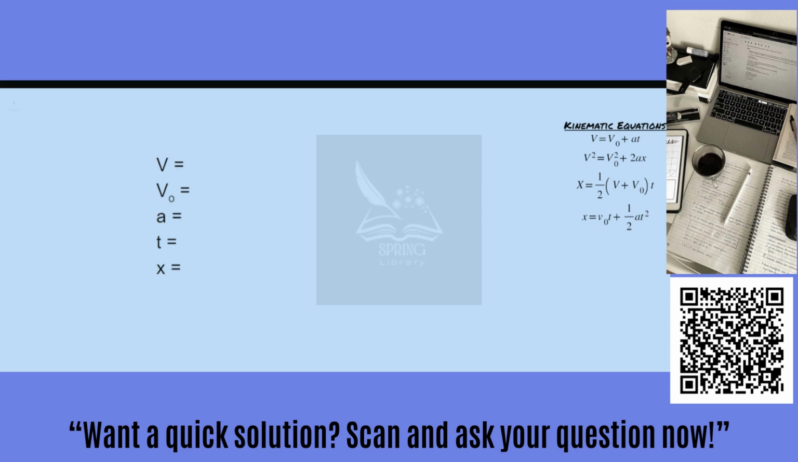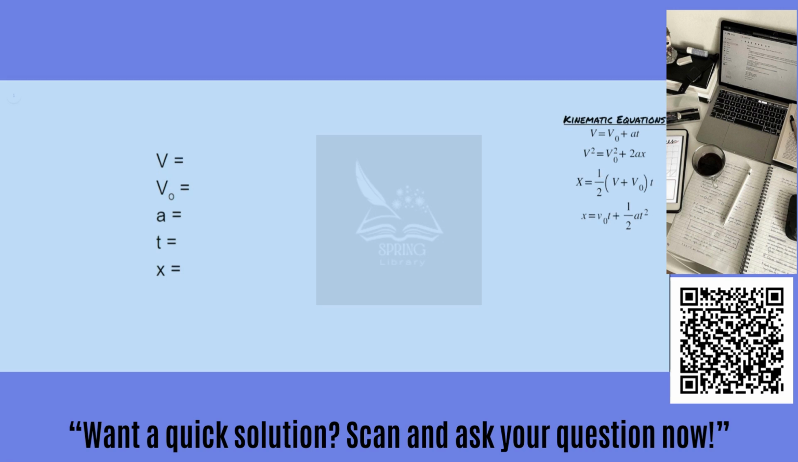All right, so this problem has a tile falling past a window, and the pieces of information we know about it is that first up, we are on the planet Earth, so the acceleration of that tile as it falls downwards is 9.8 meters per second squared.